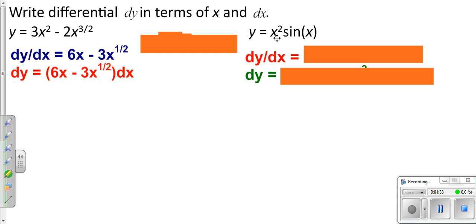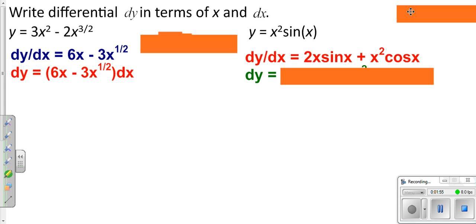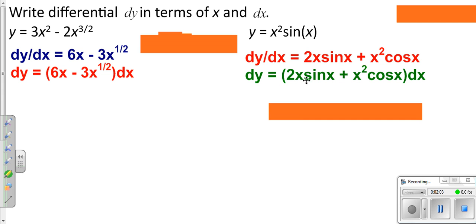Well, same idea over here. But keep in mind you have variables times variables. Product rule: derivative of the first times the second plus the first times the derivative of the second. There it is. But now to get the differential, we've got to multiply both sides by dx. There it is. Once again, we have to have the whole right side in parentheses multiplied by dx.